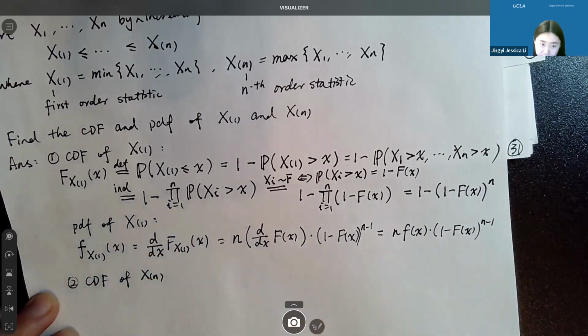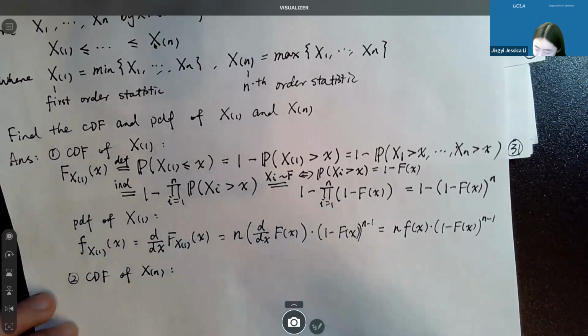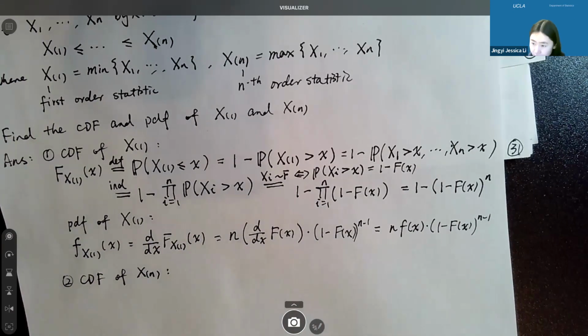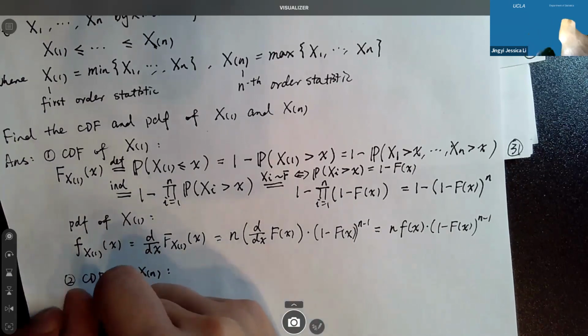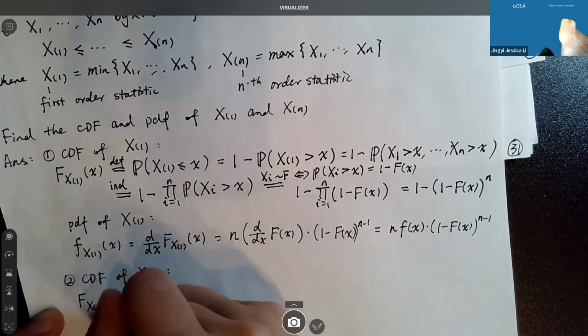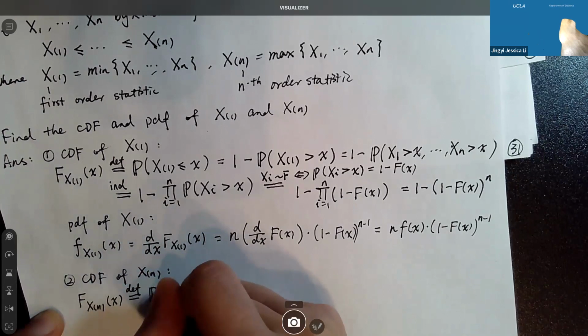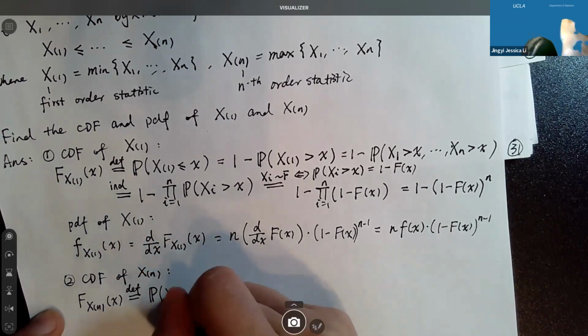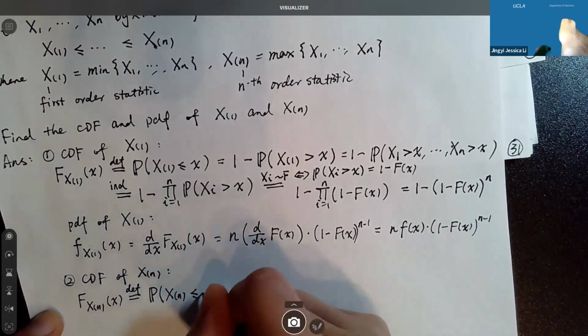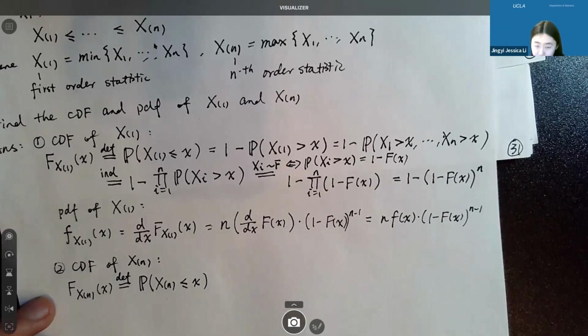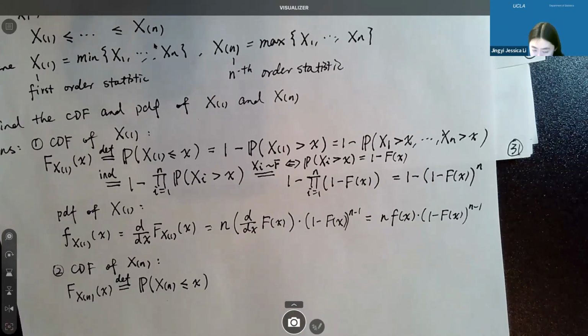The nth order statistic. I think for those of you who understand the first part, you should be able to do this part yourself now. But let's still do this together to confirm that we really understand it. The CDF of the maximum is, by definition of the CDF, the probability that the maximum is less or equal than the constant small x. Okay, and now for this probability, we have a lot to say.